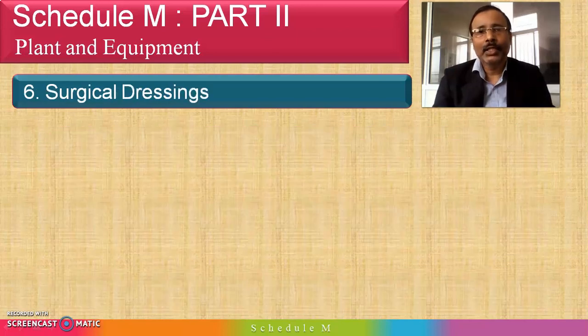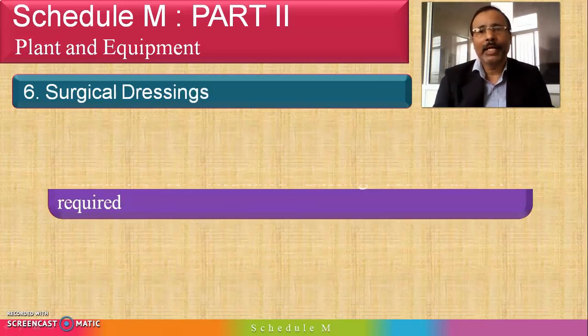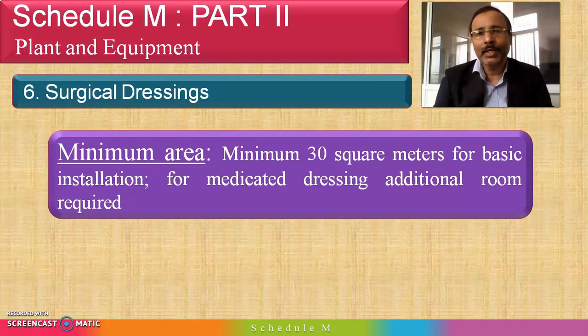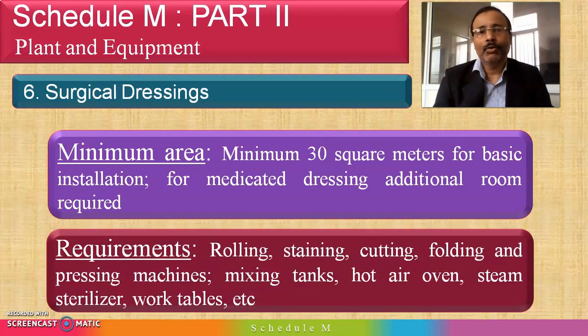The next category is surgical dressing. Now check out the minimum area required. That is minimum 30 square meters for basic installation for medicated dressing, as well as an additional room if it is required. So this is the minimum area requirement for surgical dressing. Now check out the requirements: rolling, cutting, folding and pressing machine, then mixing tanks, hot air oven, steam sterilizer, work tables, etc. So these are the requirements for surgical dressing.